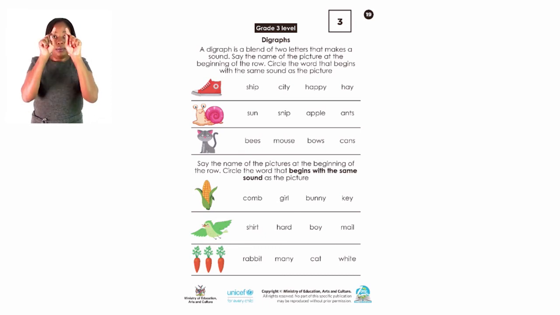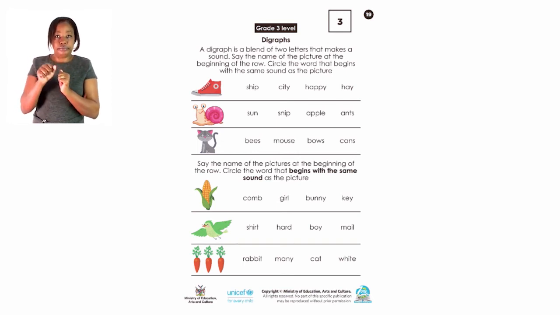The first picture, what is that picture? That is a shoe. What sound does the shoe give us? The 2 letters that come together, s and h, when they come together, which sound do they give us? They give us a sh. Now, which one there do you think is the word that has those 2 blending letters together? Number 1 is a sheep, a city, happy, and hay. Which word gives the sound of the picture?